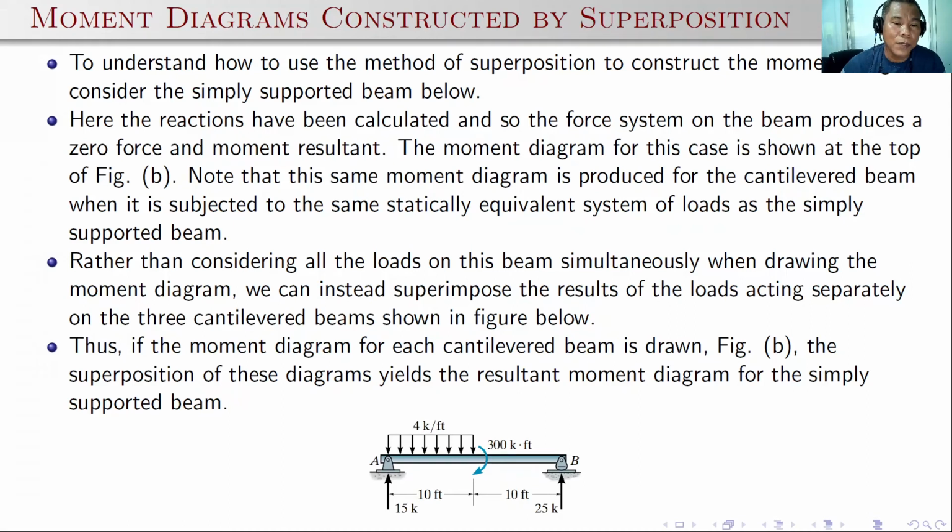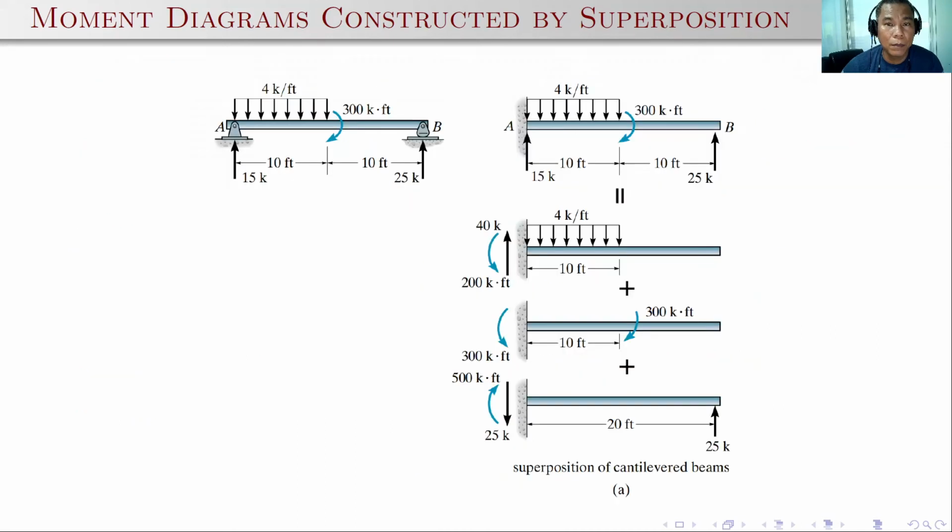So rather than considering all the loads on the beam simultaneously when drawing the moment diagram, we can instead superimpose the results of the loads acting separately on the three cantilever beams as shown in the next slide. So if the moment diagrams for each cantilever beam are drawn, the superposition of these diagrams yields the resultant moment diagram for the simply supported beam. So here is the example that I am talking about.